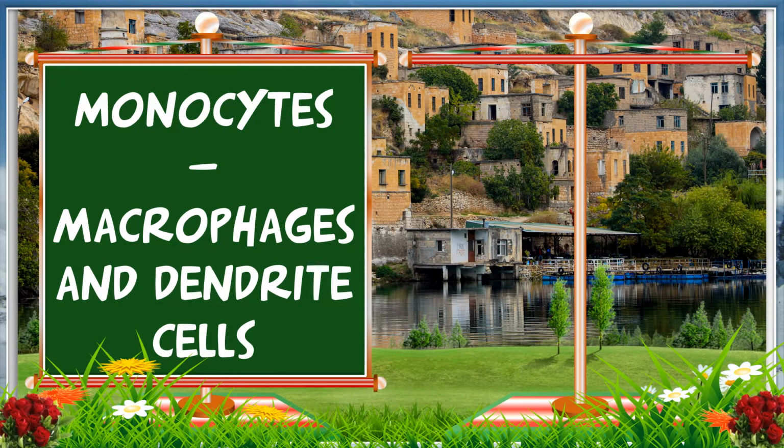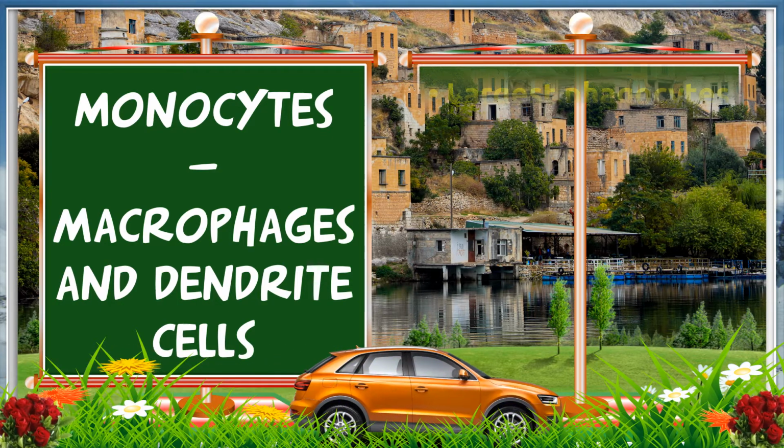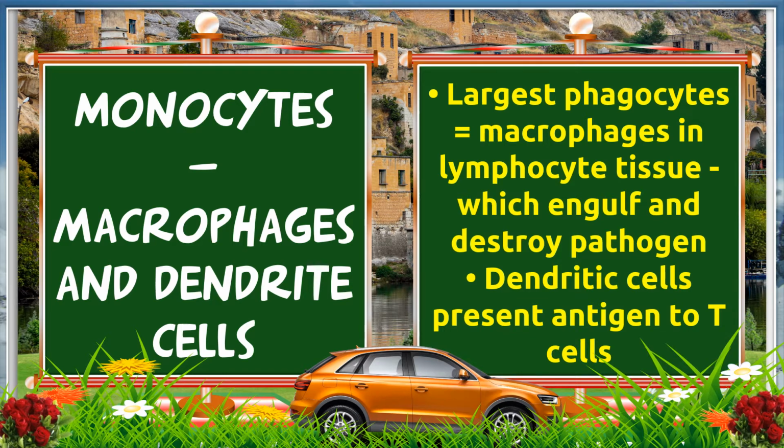Monocytes, which are macrophages and dendritic cells. The largest phagocytes are the macrophages in lymphatic tissue. These engulf and destroy pathogens. Dendritic cells present antigens to T cells.